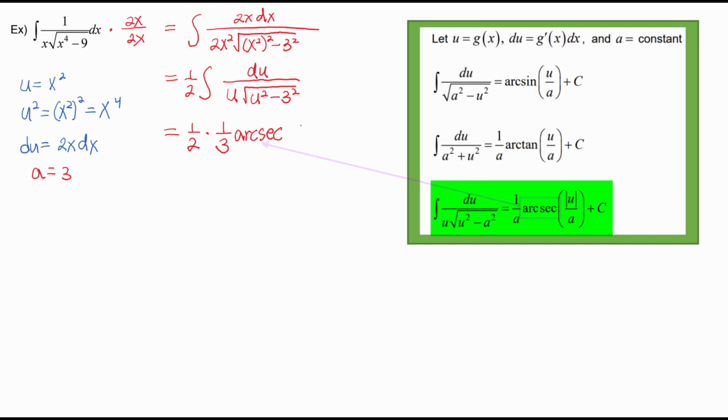arcsecant of absolute value of u, and my u is x squared. And because x squared is positive, I do not need to have absolute value, right? Because x squared is always greater than or equal to 0. So I will have x squared over my a, which is 3, plus constant of integration c. So final answer will be 1 over 6 arcsecant of x squared over 3 plus c.